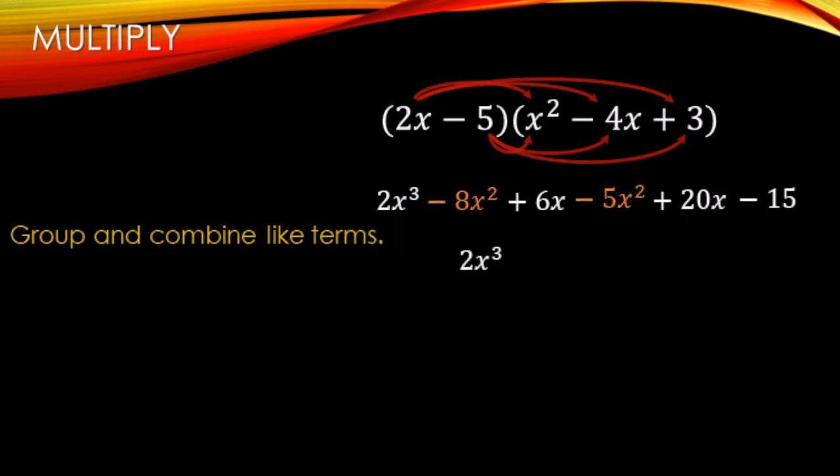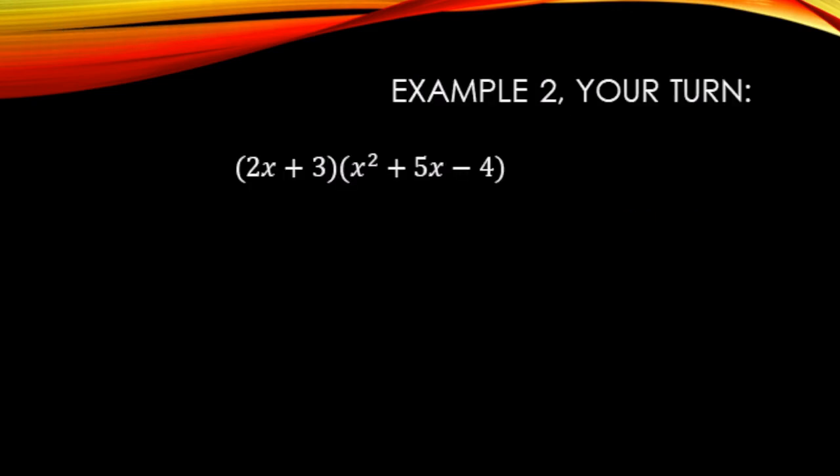Our x squareds, we have two of them. We have the negative 8x and the negative 5x squareds, and that's going to make negative 13x squareds. Now the x terms, we have a 6x and a plus 20x there for 26x, and then the constant term, a minus 15. Go ahead and pause the video here, do this one on your own, and then come back and check your work.